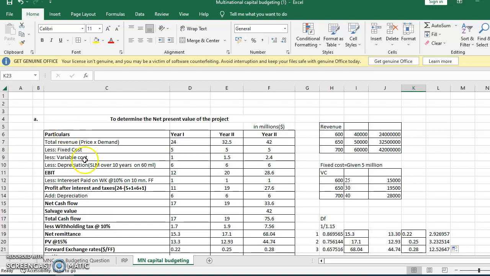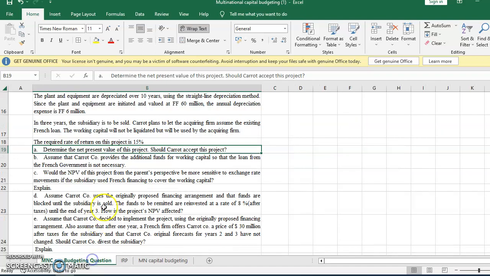So what we do over here is to take the total revenue. What is the total revenue in this case? Price multiplied with the demand. Price is given to you and the total demand is also provided to you. Okay, so this is what I meant to say.